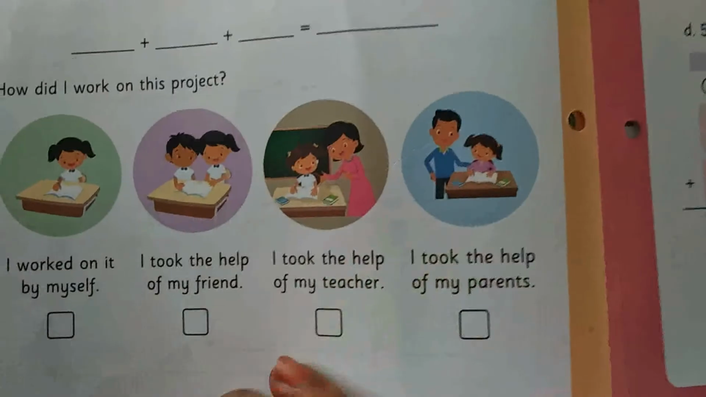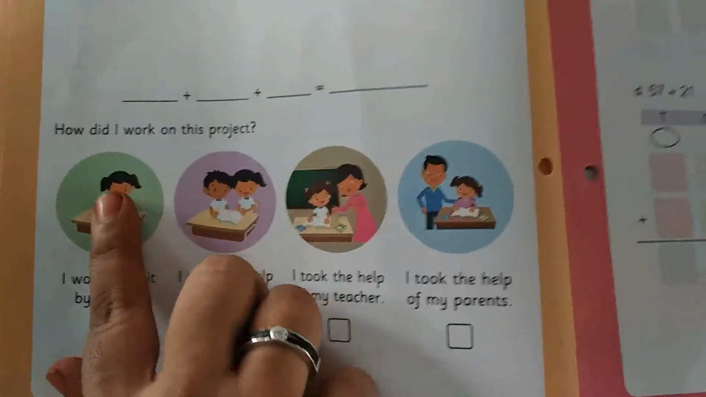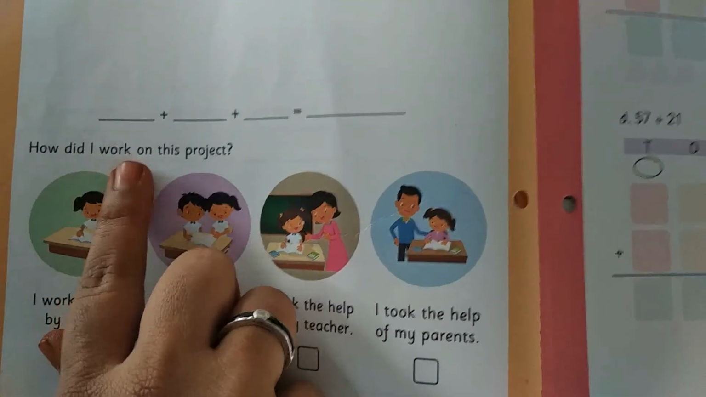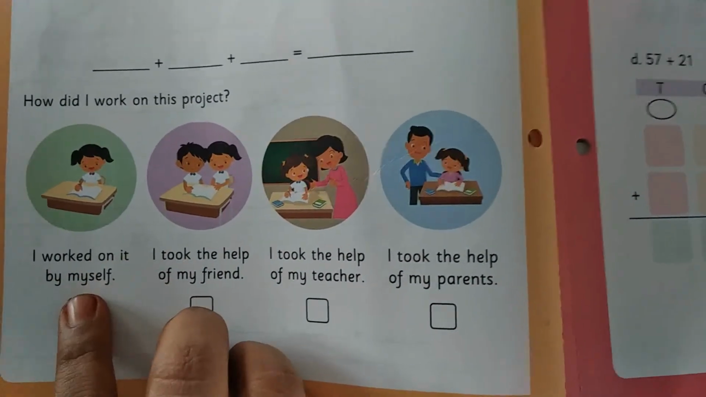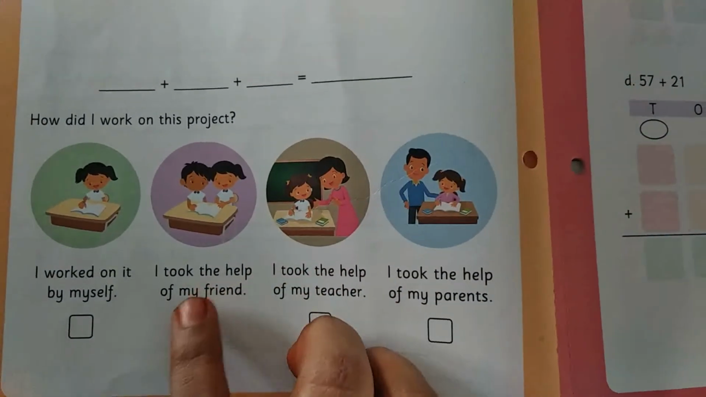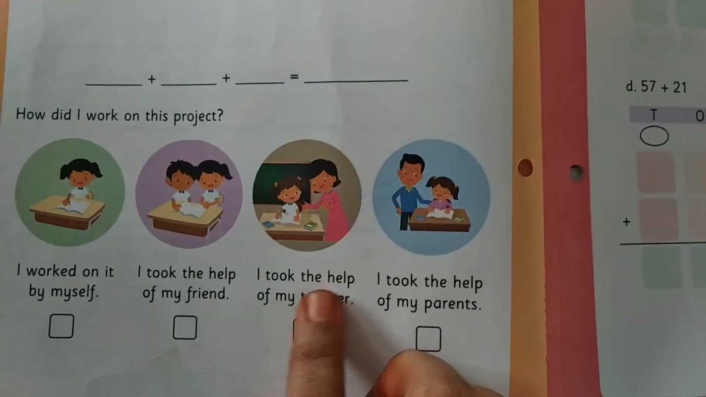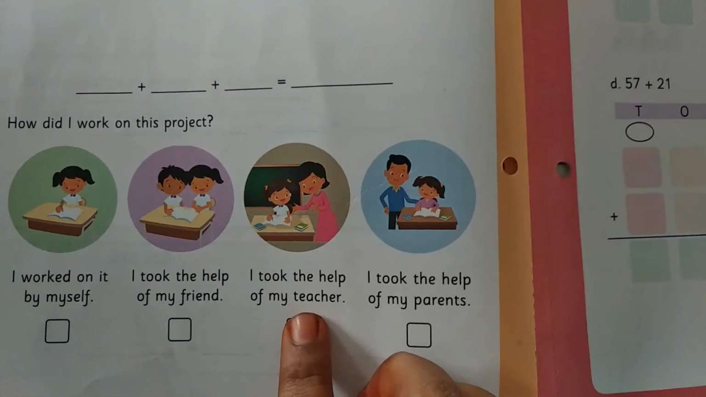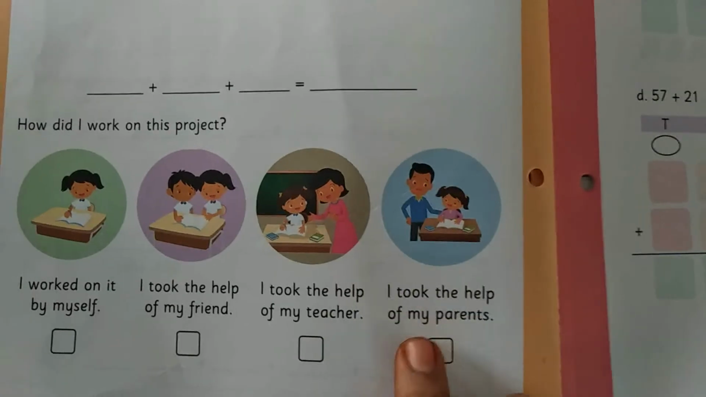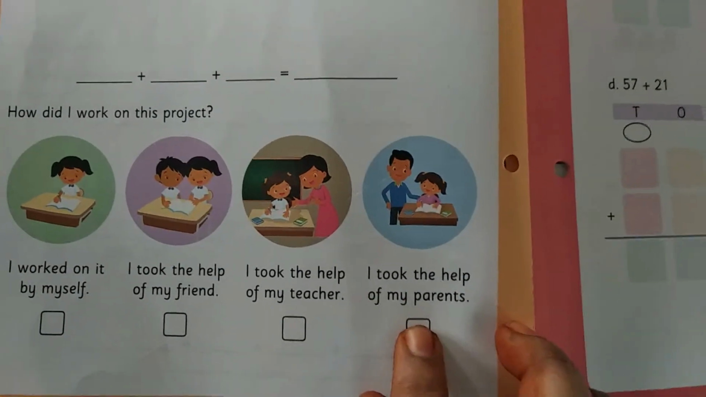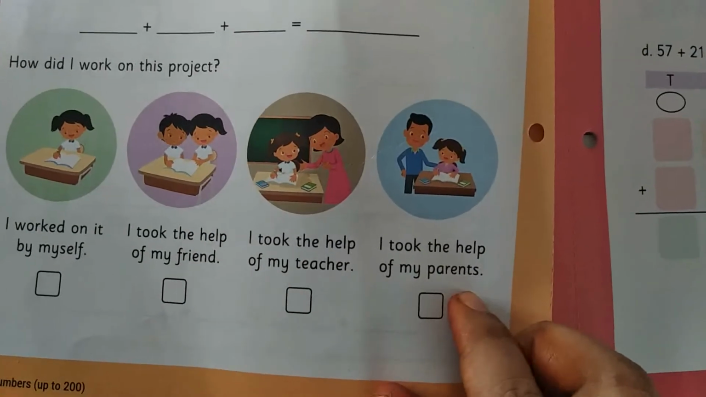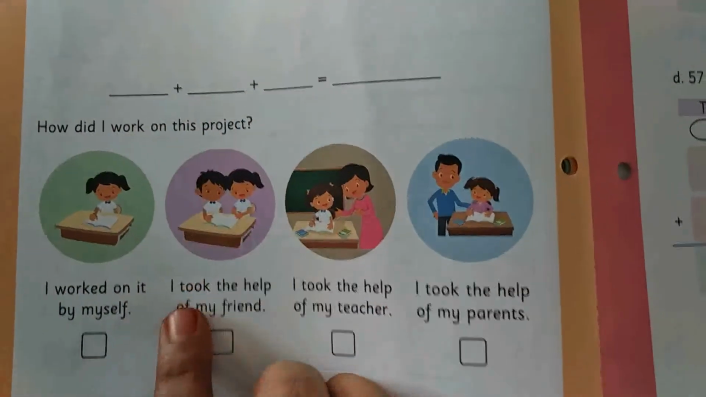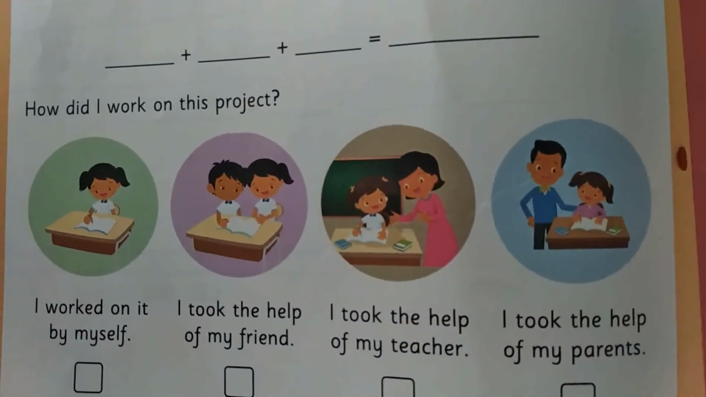Okay, children? Yes. Now take page number 12. You write, how did I work on this project? How did you work? You worked by yourself, or you took the help of your friend, or you took the help of the teacher, or you took the help of your parents. If you sit along with your parents, then you take this. Okay, you complete this home fun, children.